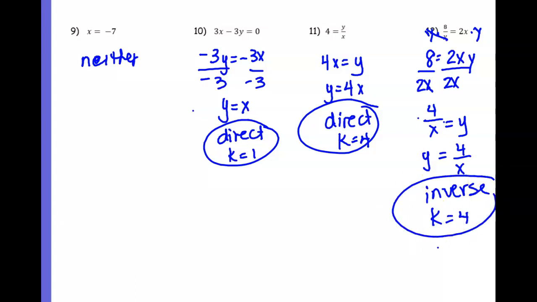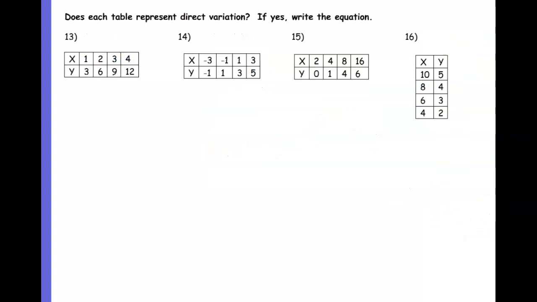Okay, all right, let's look at some tables now. So we want to know if the table represents a direct variation. If yes, write the equation. Well, anytime I see direct variation, I think y is equal to k times x. Okay, so that means then our constant is equal to y divided by x. We're just, again, a literal equation solving for k. So what does that mean? It means if you're looking at a table and you take your y value and you divide by your x and you always get the same number, then you can say the table represents a direct variation. And that constant of proportionality would be the k.